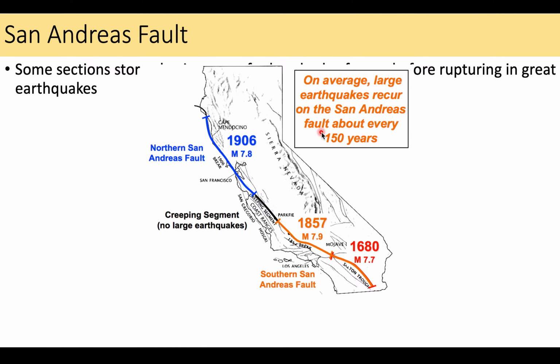So if we look at the San Andreas Fault, you might have heard that the San Andreas is due for a rupture. That is because on average, large earthquakes occur on the San Andreas about every 150 years, and we are a bit overdue down in Southern California. So overdue just in the fact that statistically there have been more frequent eruptions than what we have had recently.